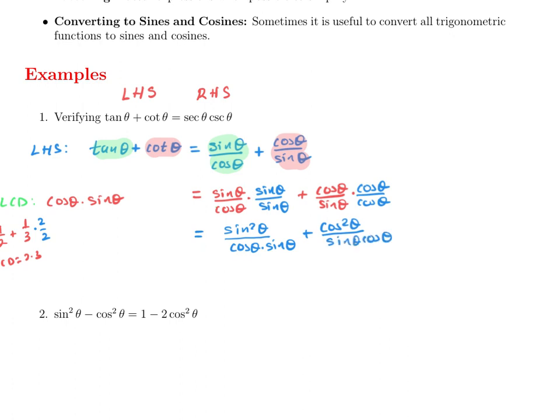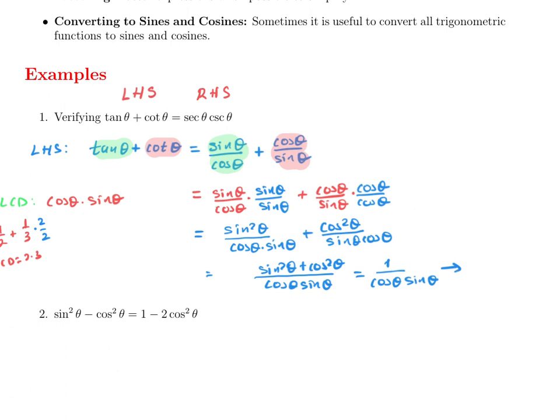So now these two are exactly the same. When that happens, remember you only write the denominator once. So this will be cosine theta times sine theta. And on the top, you have sine squared plus cosine squared. But remember that sine squared plus cosine squared is one of the Pythagorean identities. That's just equal to 1. So you have 1 over cosine theta times sine theta.